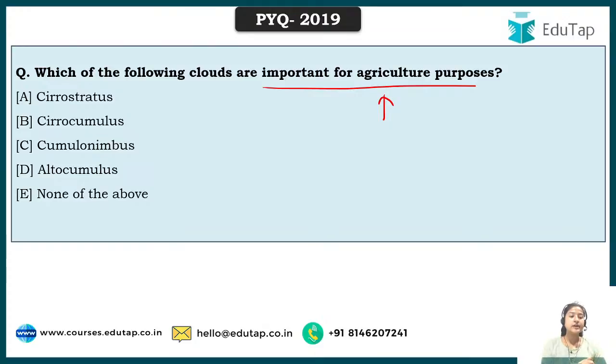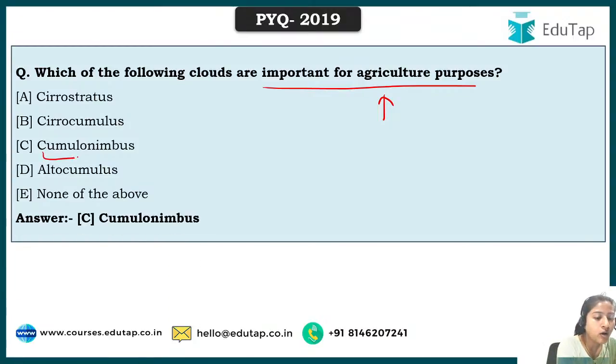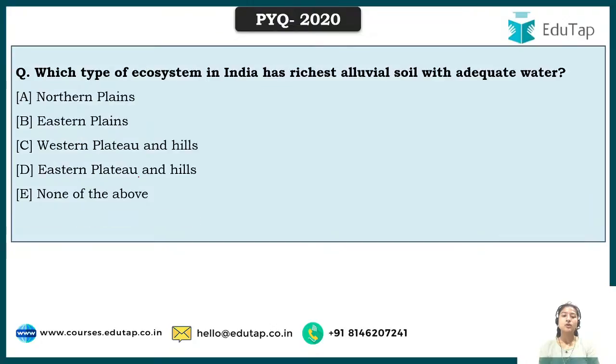So among the following, which is the correct answer? The correct answer is option C, cumulonimbus. Because nimbus is what? Water bearing, and that is why it is important for agriculture purpose. Okay, so this is a question from 2020.